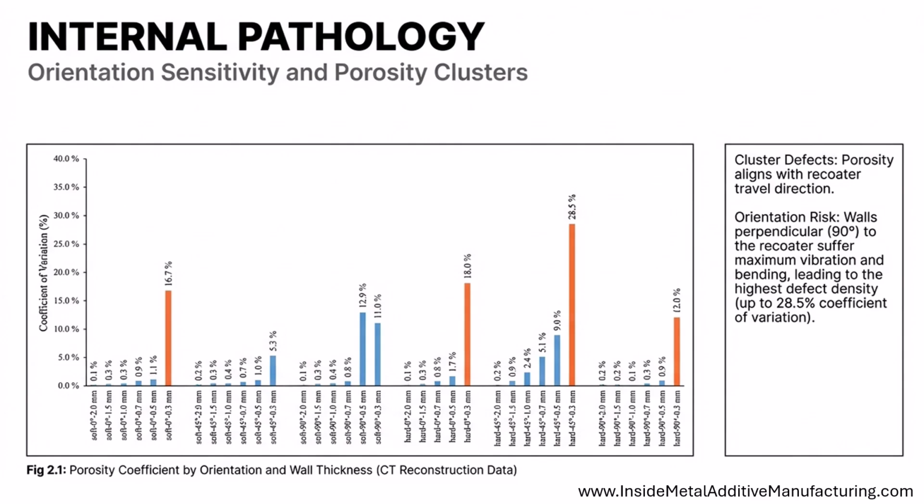Internal porosity isn't distributed evenly, it is highly sensitive to part orientation. Walls oriented 90 degrees to the Recoater travel direction suffer the most vibration and bending. This results in the highest defect density, with some clusters showing up to a 28.5% coefficient of variation in porosity.